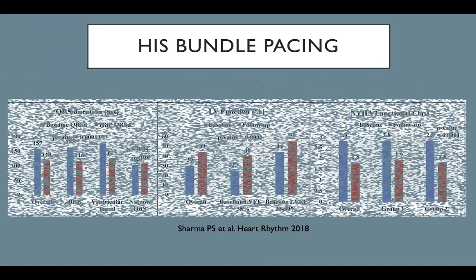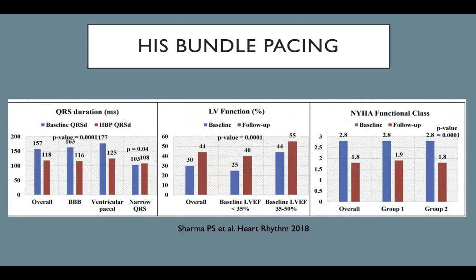It's worth spending a little bit of time on this, because if you just look at the left panel, again, the QRS duration. The baseline QRS duration is in blue or purple, and the His bundle pacing is in red. Going from left to right, you can see an incredibly impressive drop in the QRS duration. For example, overall dropping from 157 on average down to 118. So essentially, it would be normal, or the upper limits of normal, but normal still.